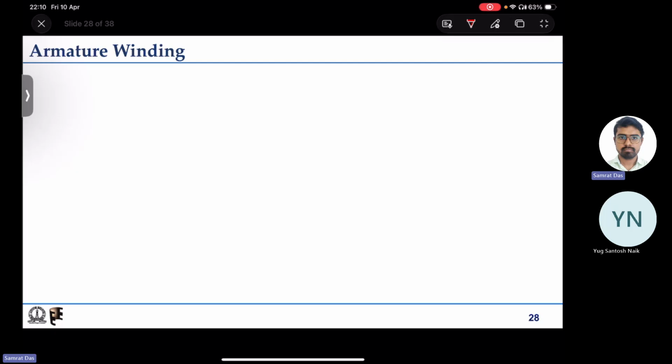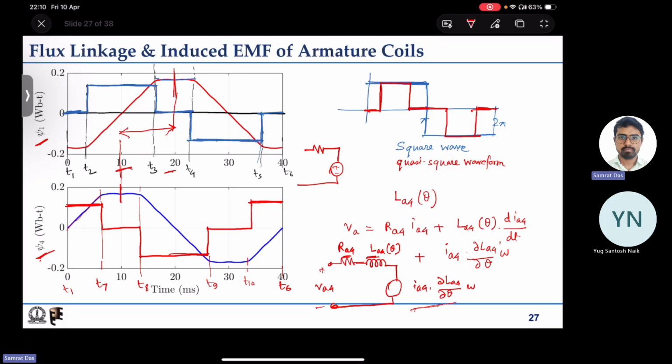So for that, it is important that we understand how these different coils are actually wound, and how the coil terminals are actually taken out to the external world. So we are very clear that internally, if we look at any individual coil, it is having induced EMF, sometimes positive, sometimes zero, sometimes negative.